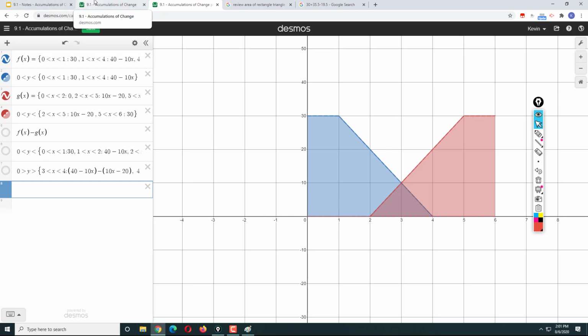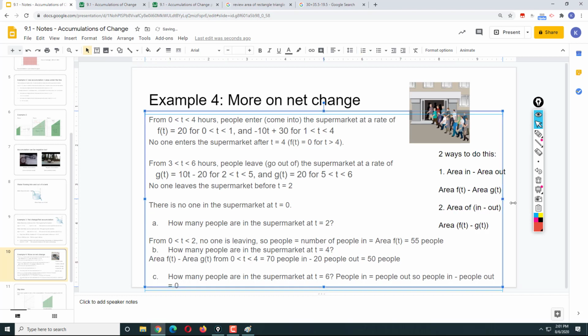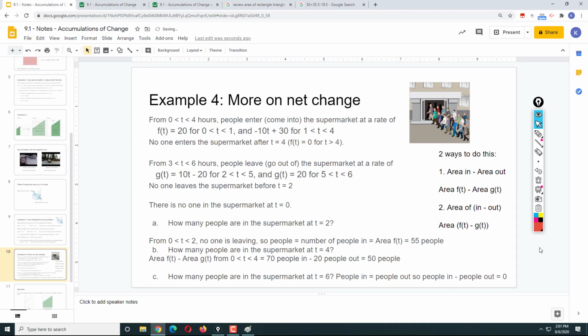So clearly, the number of people in, which is the area, equals the number of people out. So people in minus people out is equal to 0. It has to be equal to 0. And that makes sense. Everybody who entered the supermarket has left by t equals 6. Okay? Area in minus area out has to be 0 if the two areas are the same.